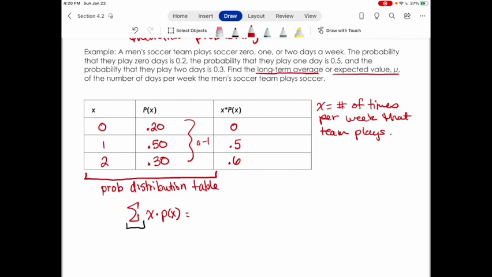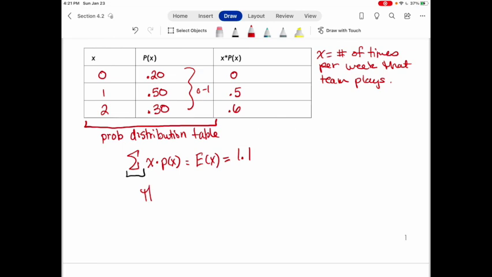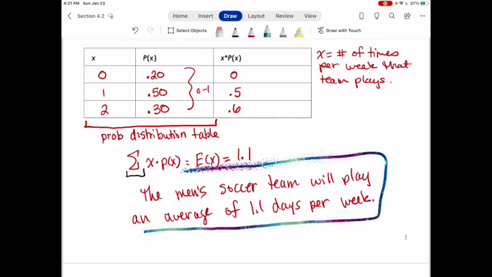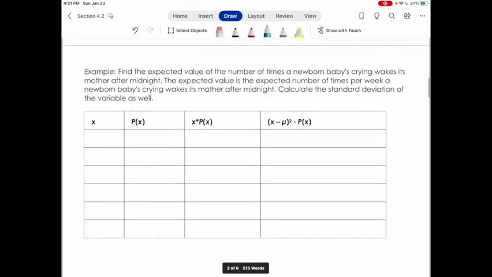Now when I add up all those values, my expected value is going to be 1.1. So what this means, I would interpret this as the men's soccer team will play an average of 1.1 days per week. And so that's our interpretation. Let's look at the next example.